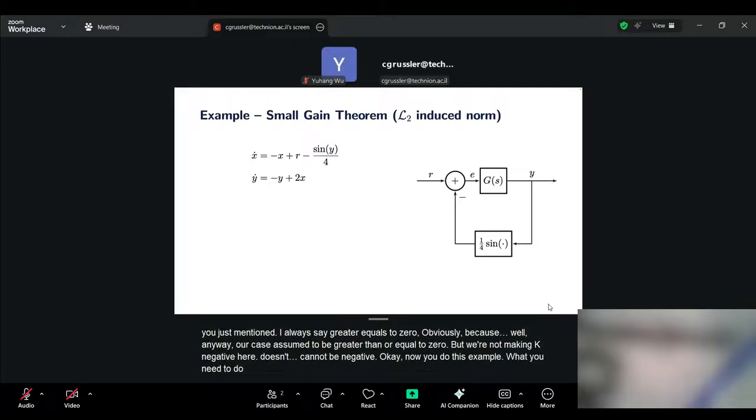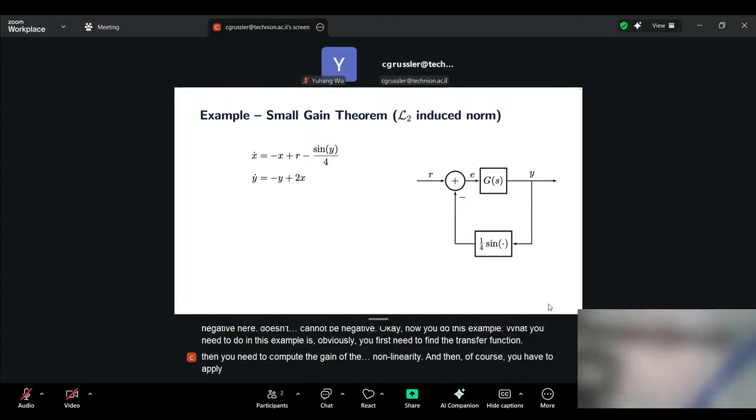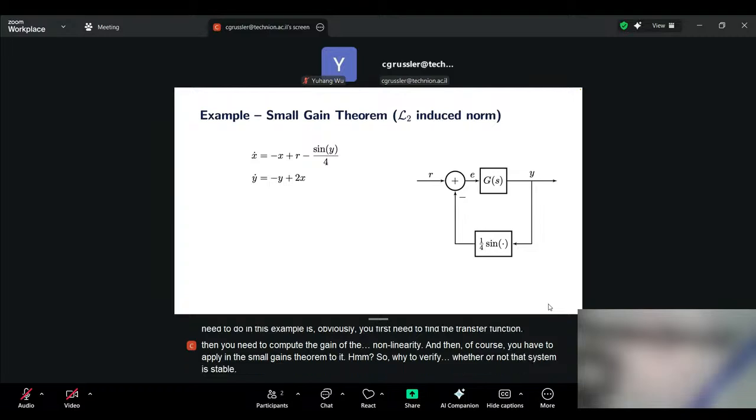Okay, now you do this example. What you need to do in this example is first find the transfer function. Then you need to compute the gain of the nonlinearity. And then, of course, you have to apply the small gain theorem too. So try to verify whether or not that system is stable in the L2 induced norm.